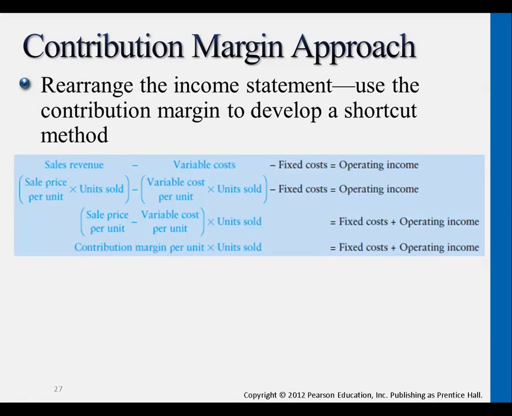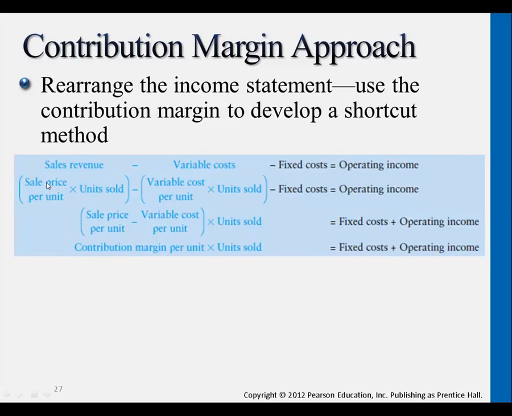Okay, so what are we going to do right now? We'll rearrange our income statement, and we'll use our contribution margin so that we develop a shortcut method. So let's look at these formulas. We're going to find here the number of products or services that we need to provide to break even. Some of it we've discussed as well. So let's look. We have our sales revenue minus variable cost minus fixed cost, and that's how we find our operating income. Right? I'm going fast because we've discussed all of it.